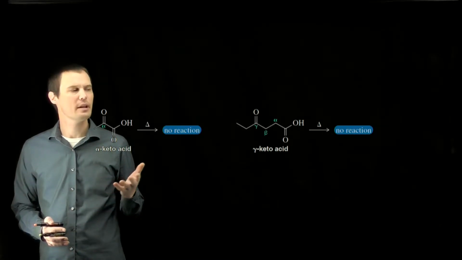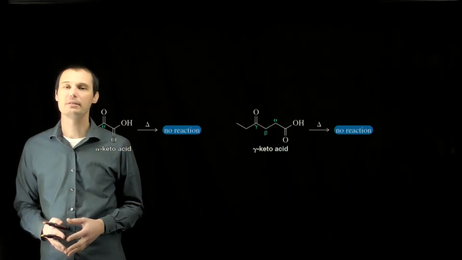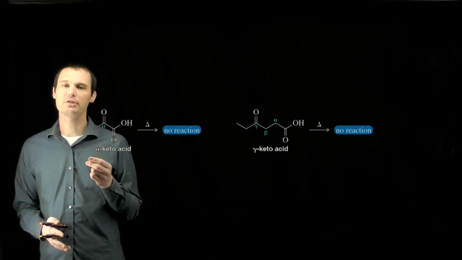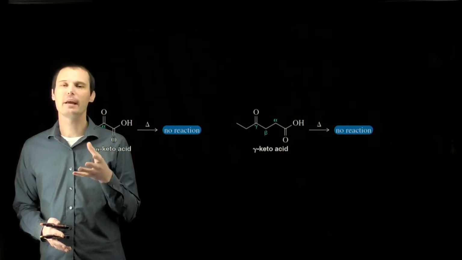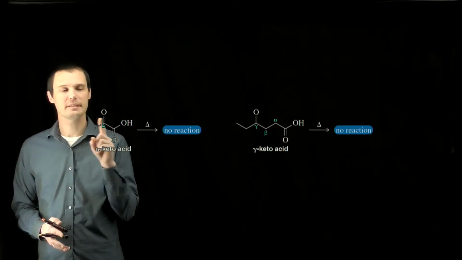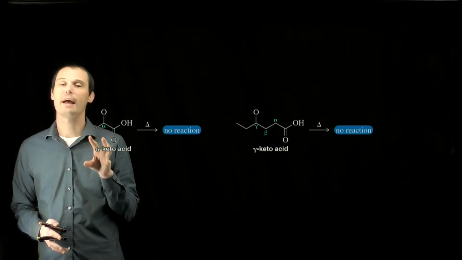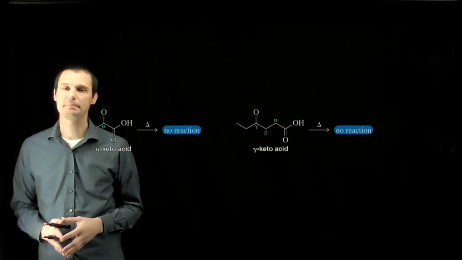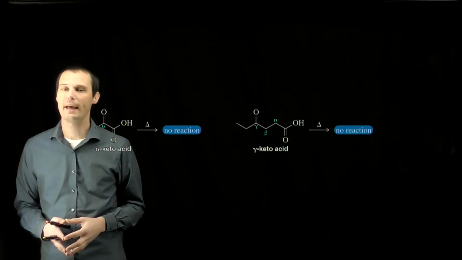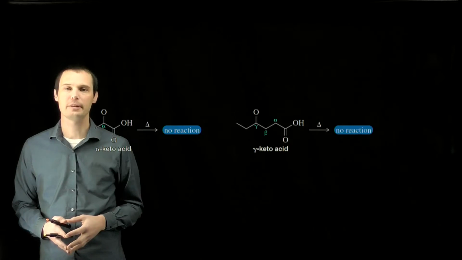The assessment asks us to rationalize why alpha and gamma keto acids do not undergo the decarboxylation reaction. Recall that the decarboxylation reaction requires that 6-electron aromatic transition state in order to occur. It needs the 6 atoms in the ring in order to have that 6-electron aromatic transition state. And if we look at the alpha and gamma keto acids, we're going to find that those do not have that 6-electron aromatic transition state.